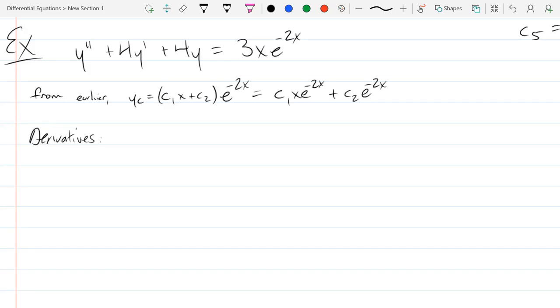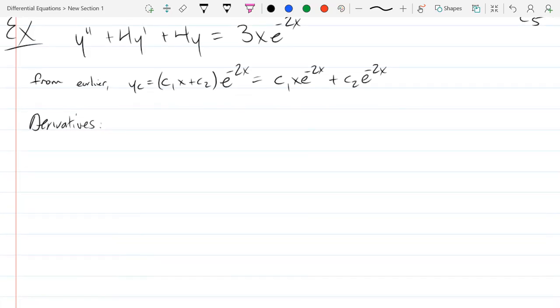So for the homogeneous solution, your coefficients are going to stay there until you get initial conditions. So your homogeneous solution, the y_c, keeps its constants. It's only the particular solution that you actually fill in the constant values without initial conditions.